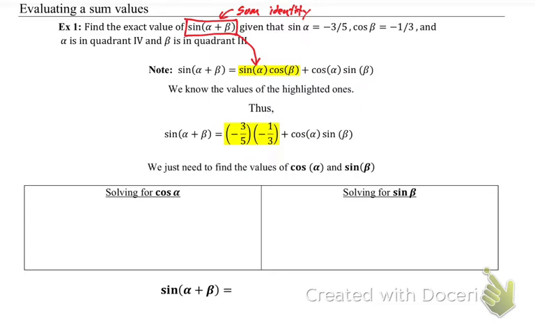So we have 2 angles here. One of them is in quadrant 4 and one of them is in quadrant 3. We will never know what the angle is. We're never going to say, okay, it's 35 degrees or it's 150 degrees. We'll never know the angle.